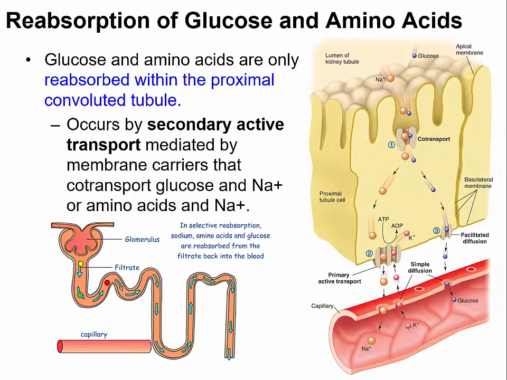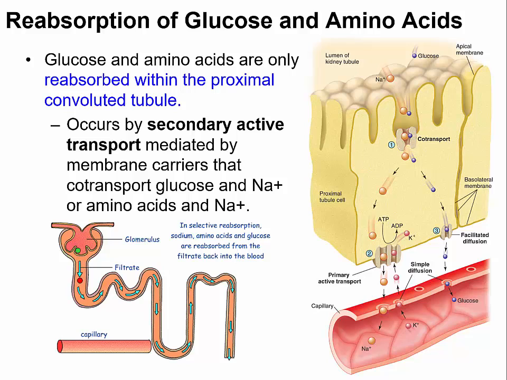Let's focus now on the reabsorption of glucose and amino acids. We're going to focus on glucose, but amino acids are moving through in a similar fashion. So with glucose and amino acids, these are only reabsorbed in the proximal convoluted tubule. It's the only place where we have transporters for glucose and amino acids, which means if the concentration gets so high that it overwhelms those transporters, you're not going to transport the glucose and amino acids back into the blood, and they're going to be lost in the urine.